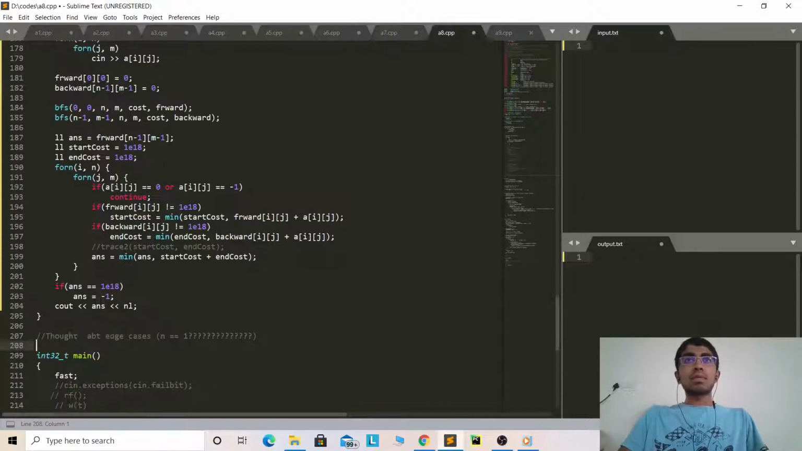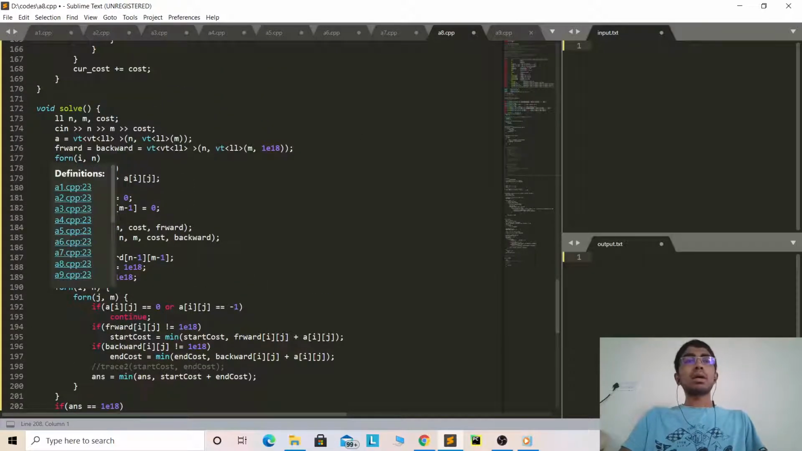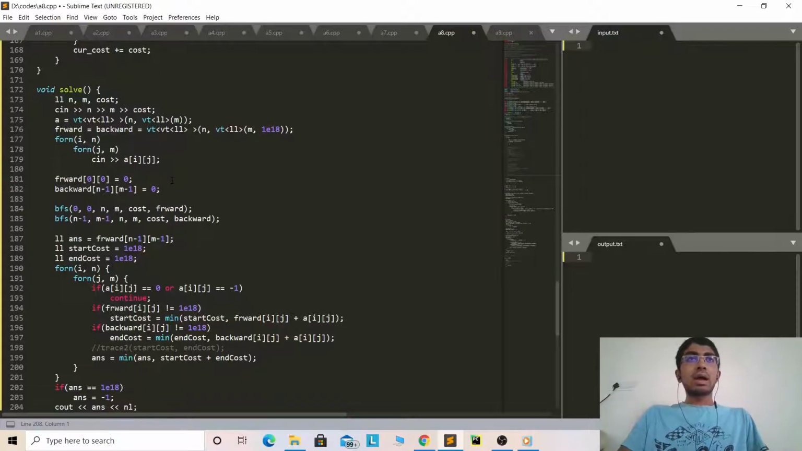First we have inputted the grid, the n cross m grid, and forward and backward arrays. Forward is the cost of getting to a particular cell from the start, and backward is the cost of moving from a particular cell to the end. Those two values we have to calculate. Initially forward of 0, 0 is 0 because it's the starting position, and backward of n minus 1, m minus 1 is 0 as well because it's the last position. And for calculating the cost we are making use of a BFS.